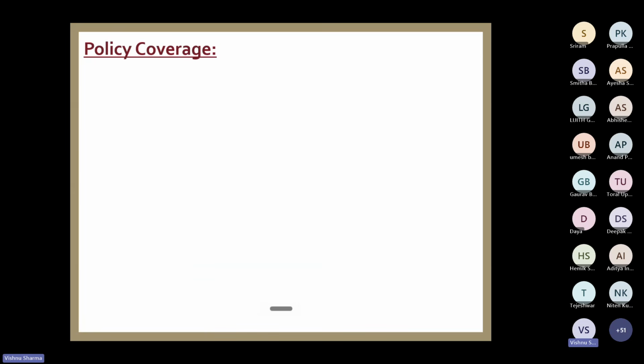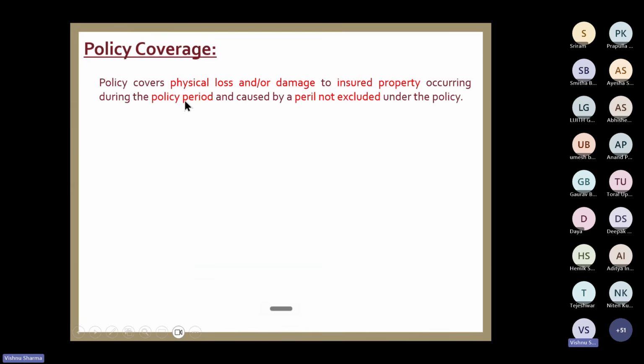Then let us see what the policy coverages are. Now this policy covers physical loss or damage to the insured property, that means project property, occurring during the policy period. This is very important. The loss should occur during the policy period, and it is caused by a peril, by a cause which is not excluded under the policy. So these are the four conditions.